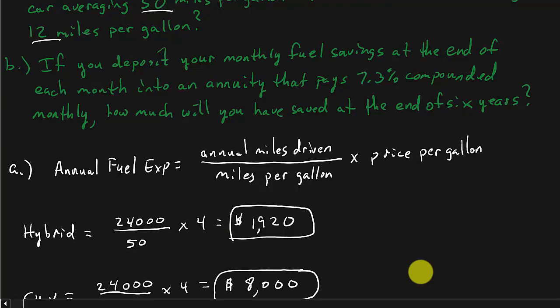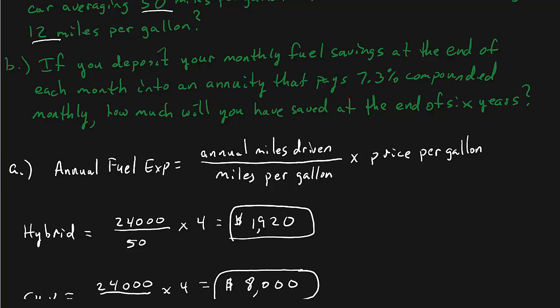If you deposit your monthly fuel savings at the end of each month into an annuity that pays 7.3% compounded monthly, how much will you have saved at the end of 6 years? One thing you may be thinking is, I don't know what an annuity is. Well, if you're taking contemporary math, you will have already covered annuities. If you forgot, this will refresh your memory.